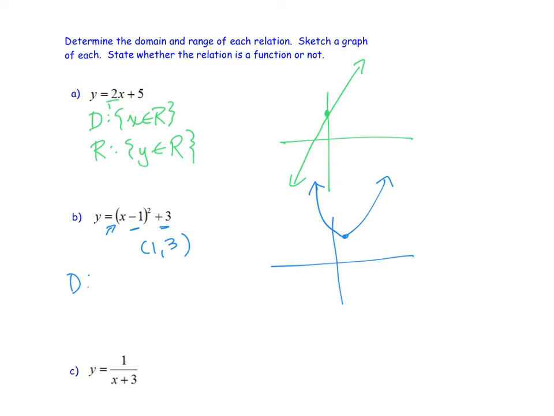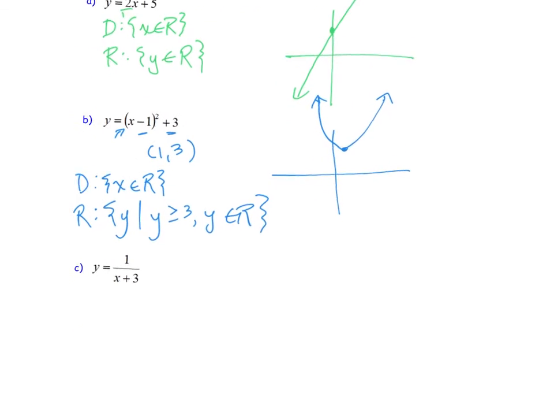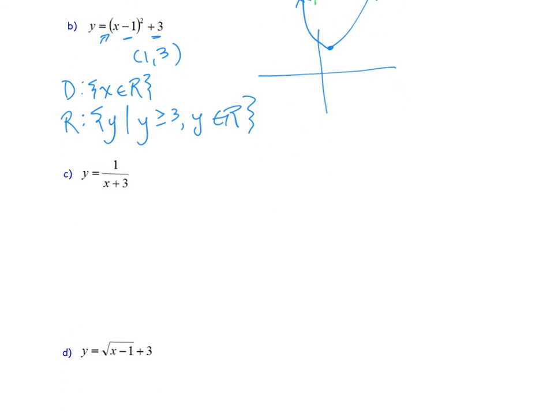So the domain for this one will be x is an element of the real numbers because the x values continue to grow towards positive infinity and negative infinity. Now the range, though, we can describe the range a little bit more. We can say that the y values are always going to be equal to or greater than 3. And y is an element of the real numbers. Okay. And we're going to go down to C.